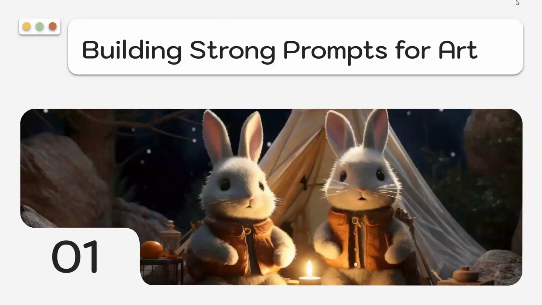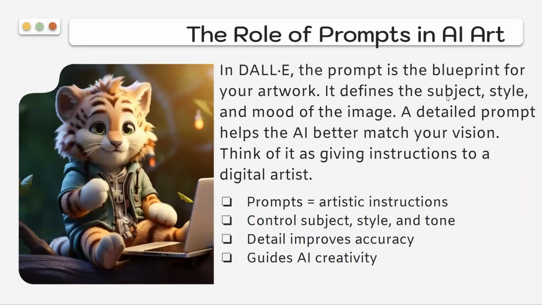So first, building strong prompts for AI. So in DALL-E, the prompt is a blueprint for your artwork. It defines the subject, style, and mood of the image. A detailed prompt helps the AI better match your vision. Think of it as giving instruction to a digital artist.